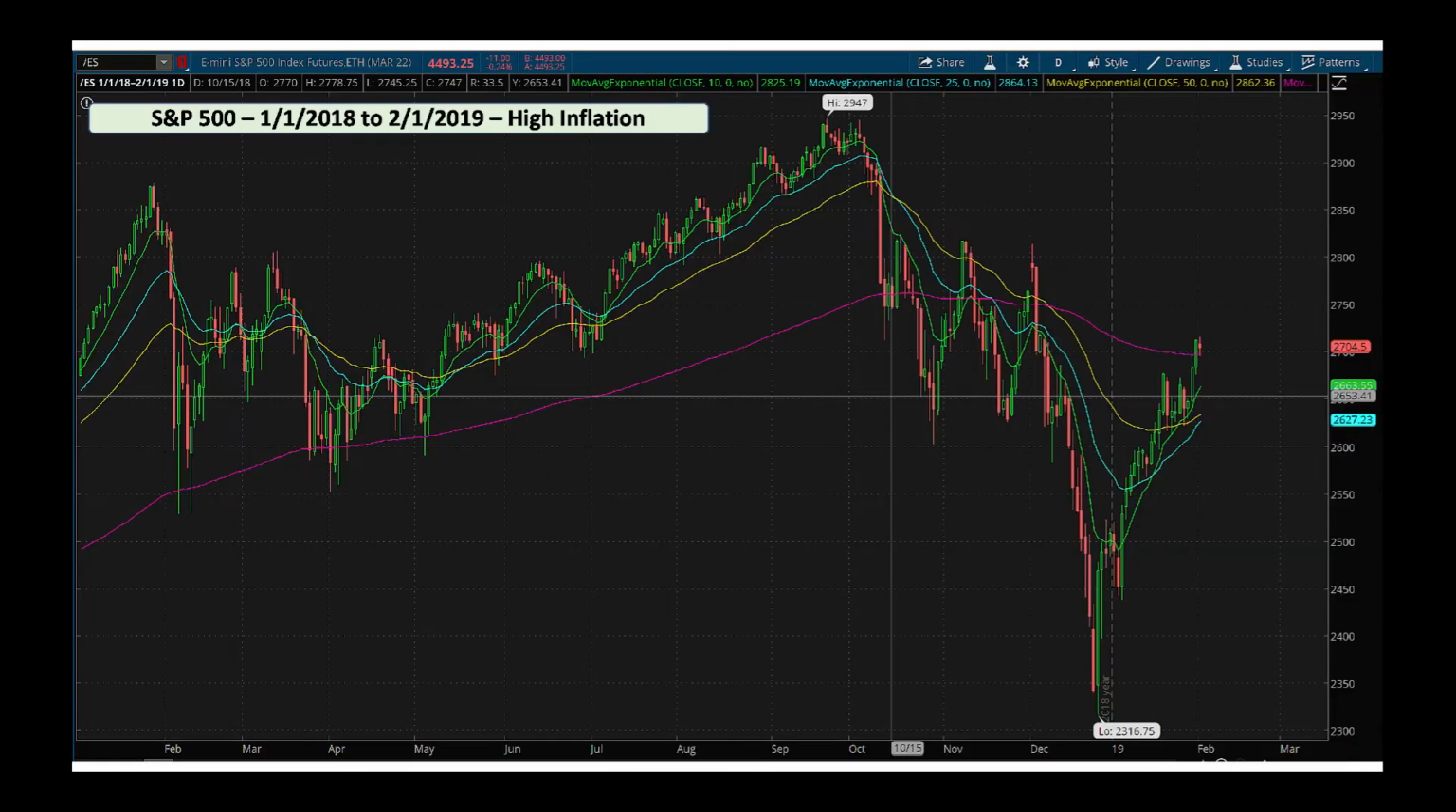So with that, let's jump in here and look at high inflation and see what's going on. Look, this is a high inflation environment here. We got 2018, look, 1 January 2018 to February 2019. This was a high inflation environment, and we are looking at S&P 500, as you can see here.